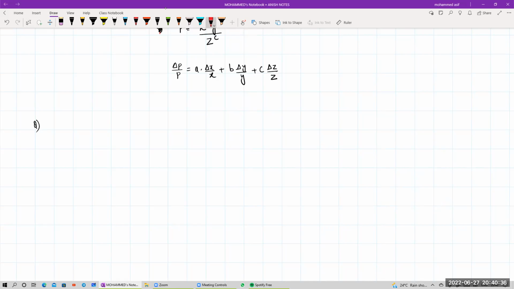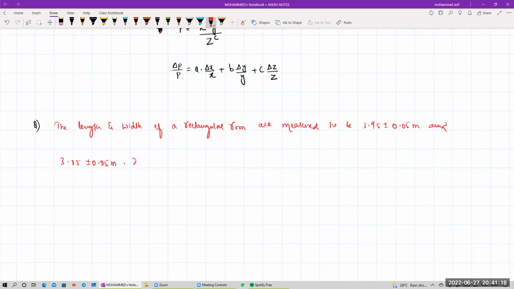See this question. The length and width of a rectangular room are measured to be 3.95 plus or minus 0.05 meter, okay, and 3.05 plus or minus 0.05 meter. The area of the floor is.